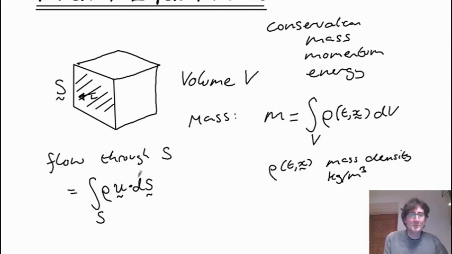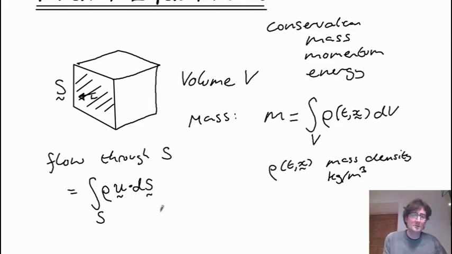So positive here means flowing outwards, and negative means flowing inwards. Okay, so that's the total amount of mass which is flowing across the surface. If we look at just the units of this, this is kilograms per cubic meter. Here we have meters per second, and here we have meters squared.